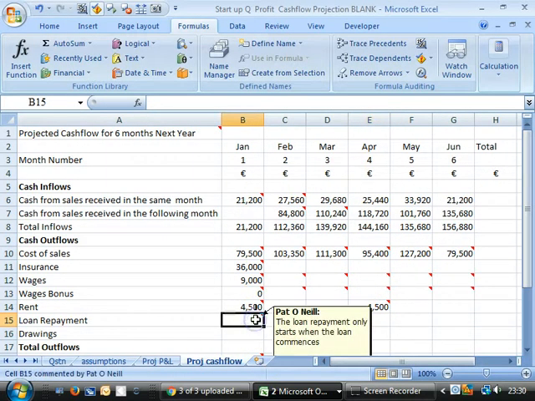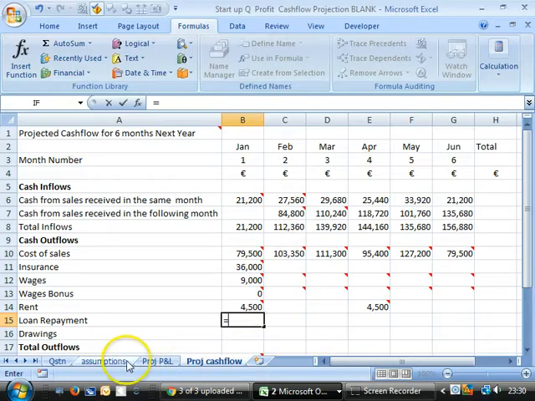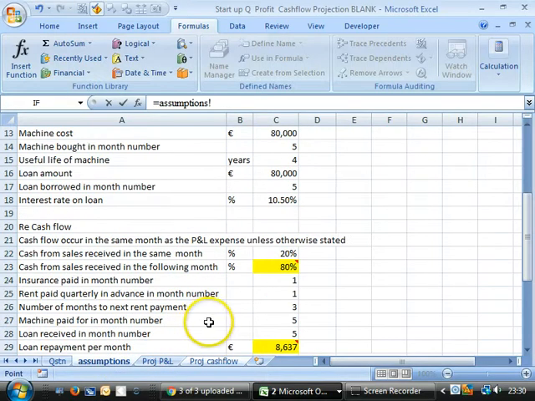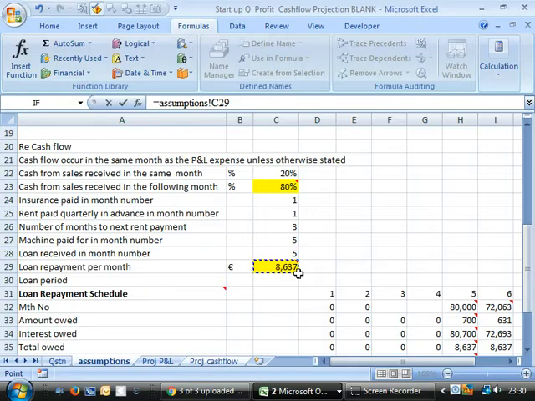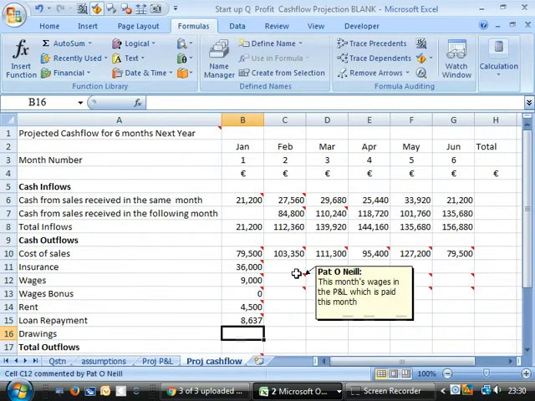The loan repayment I have in my little table down here in the assumptions. So down here, there's the actual figure. Well, there's my loan repayment. Now, do I need to make that absolute? Is that just typed in once? Is it a constant? Yes, it is. So again, I've selected it. Press F4 and press enter.